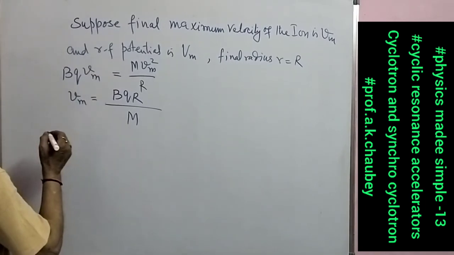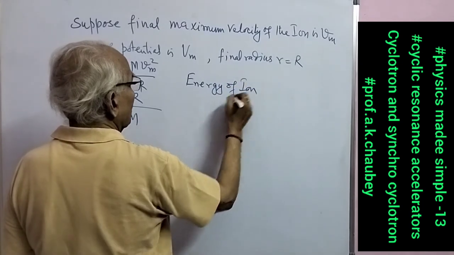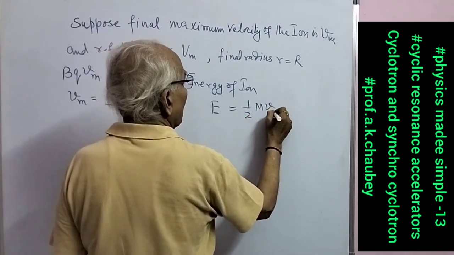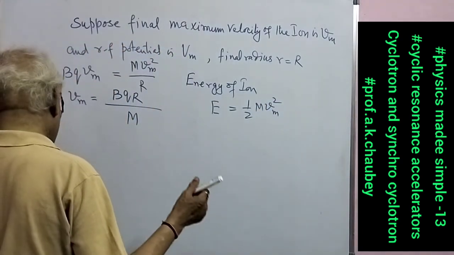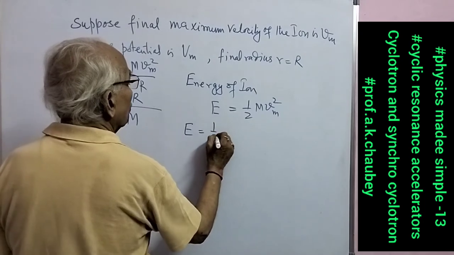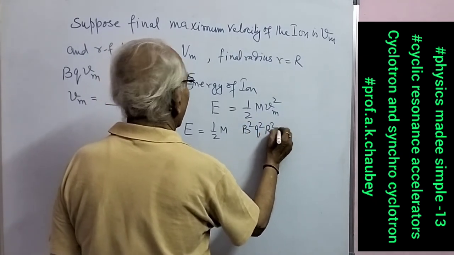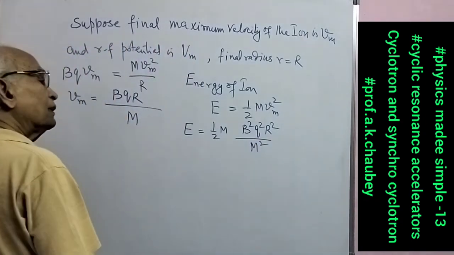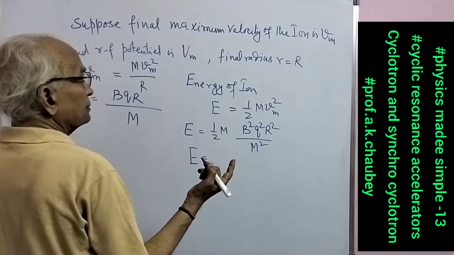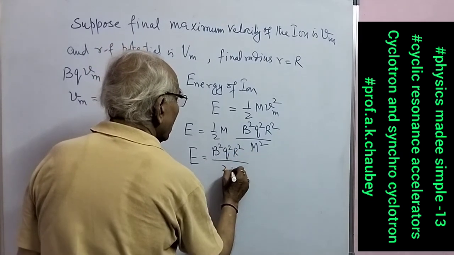Now what is the kinetic energy gain? Energy of the ion, final E, is equal to 1 by 2 m Vm square. This is the kinetic energy, with maximum velocity Vm, and we put the Vm from here. So E is equal to 1 by 2 m Vm square, means this is squared. So B square q square R square over m square. So the kinetic energy gained E is B square q square R square over 2m.